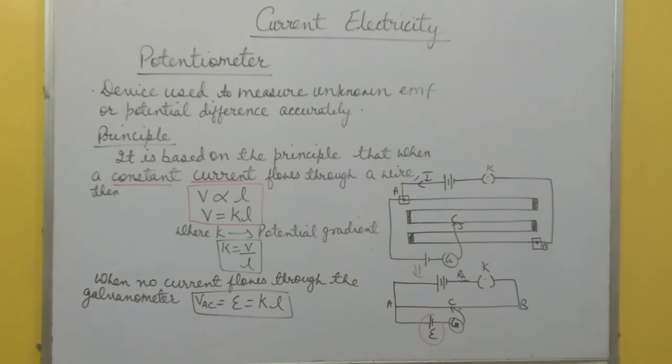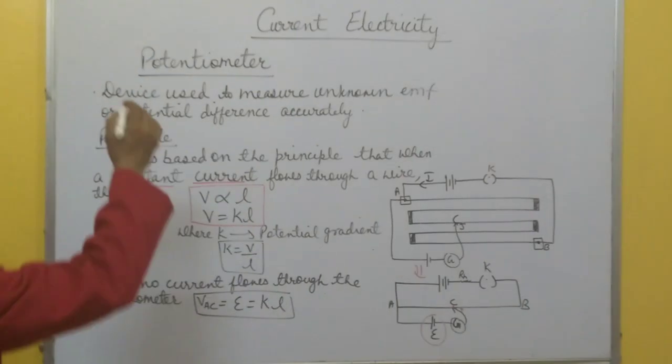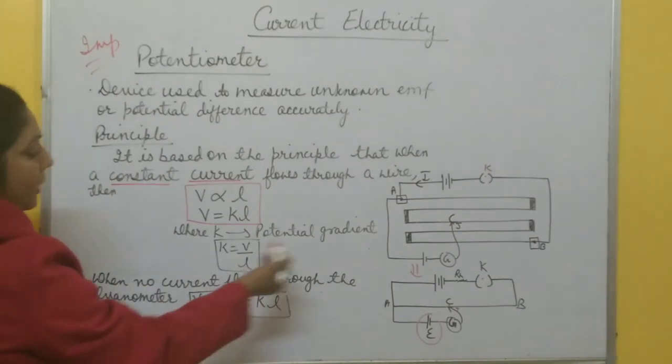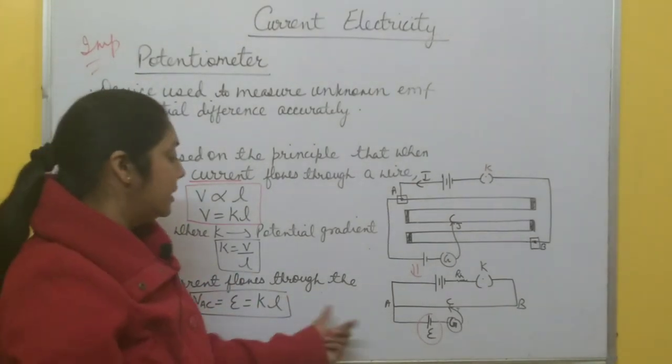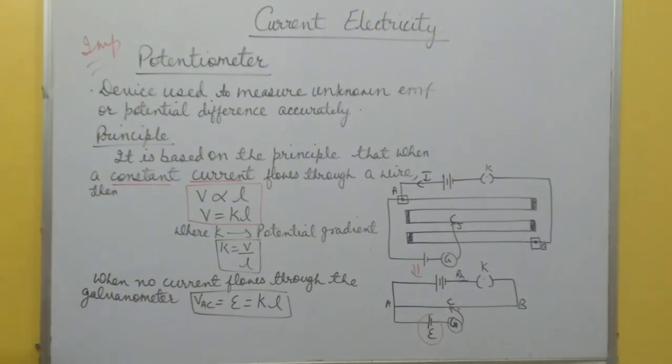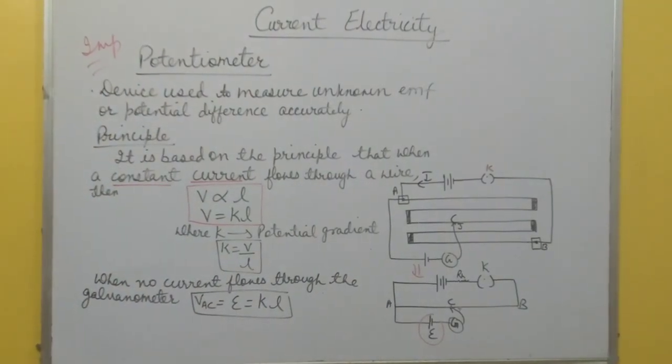There are two main uses of this potentiometer. One is to compare the EMF of two cells, and another use is to determine the internal resistance of a cell. Both applications are very important from the board examination point of view. This potentiometer is very important. You must remember the principle and how it works, and how it is used to measure the unknown internal resistance of the cell. Now there are two applications. Take a screenshot of this one fast.